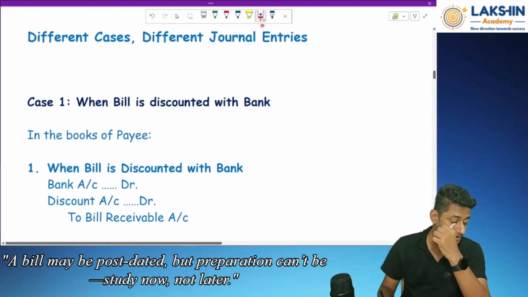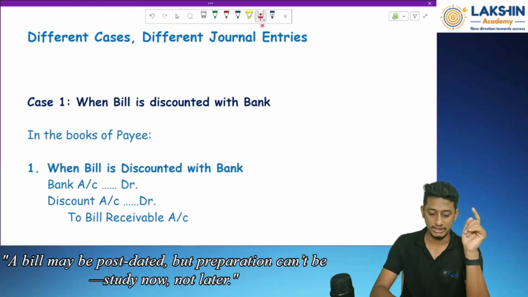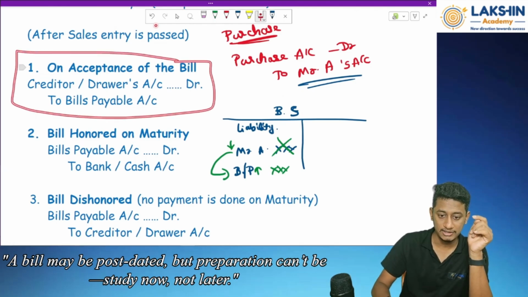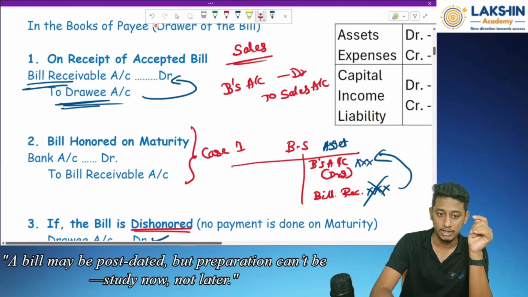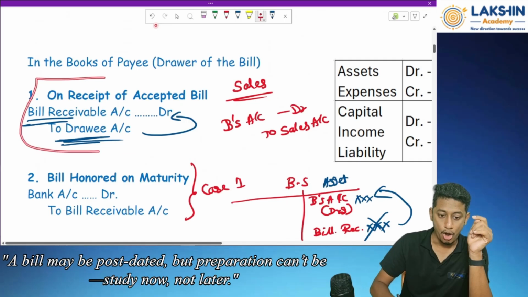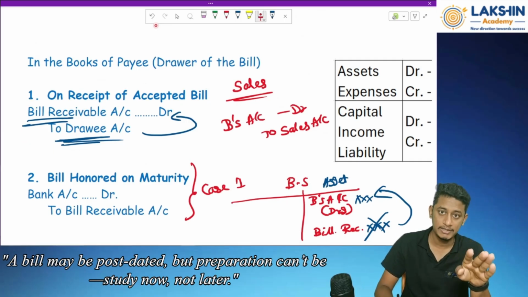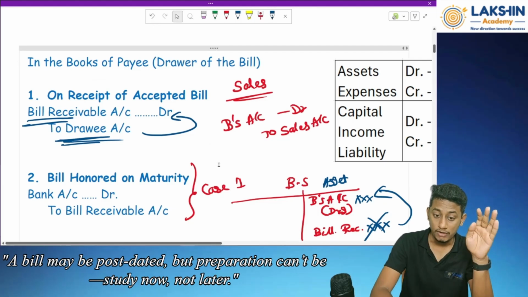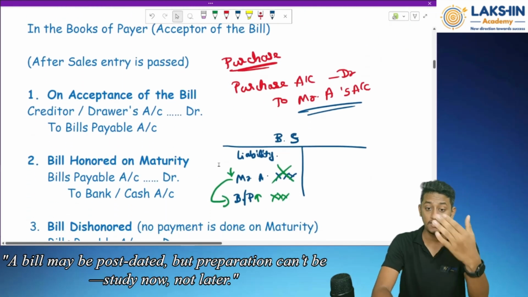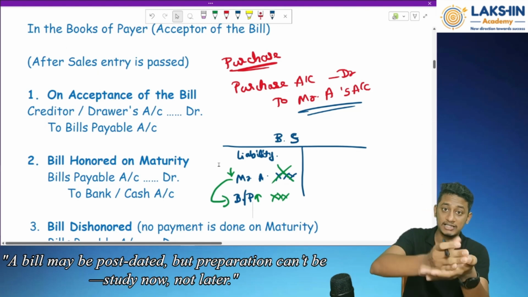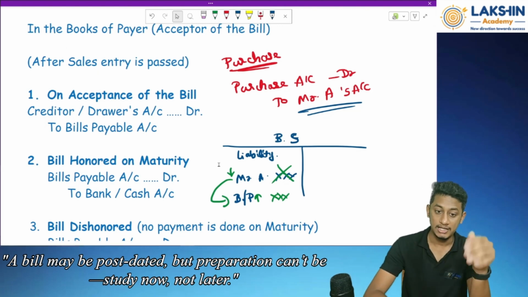Now, different cases, different journal entries. So there will be some different cases. Once the bill is created, whatever bill creation entries you have in all the cases, all these entries remain the same. These entries won't change. But what will change then? From the next step onwards, directly the bill will not be honored, but there will be some other circumstances that will happen. Let us look at them one by one.